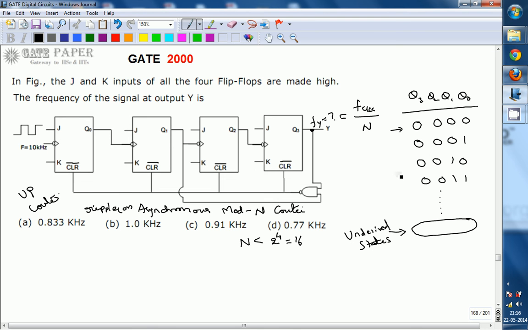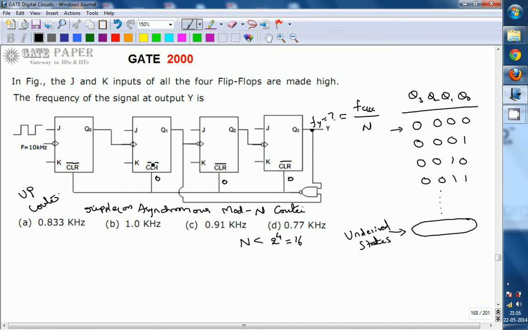Okay, the clear input is an asynchronous input which doesn't depend on the clock pulse. So to make the reset operation, this clear has to be given 0, because clear is an asynchronous active low input.